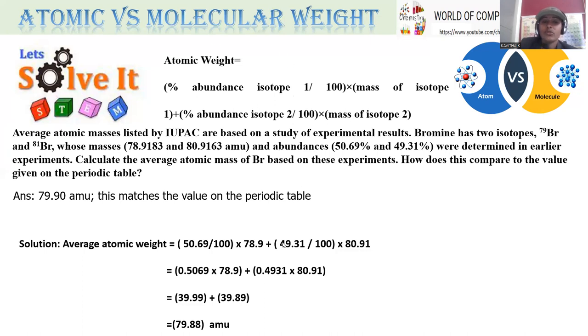Right. So the same formula we are going to apply over here. How many isotopes? Only two isotopes. Their masses are given, abundances are given. Let us substitute 50.69 by 100, the first abundant one, into its atomic mass, 78.9. And the second isotope, 49.31 by 100 into 80.9163. If we calculate the entire thing, it is 79.88 atomic mass units, almost equal to 79.90 atomic mass units. This exactly matches the value quoted in the periodic table. So the theoretical and the calculated values both match.